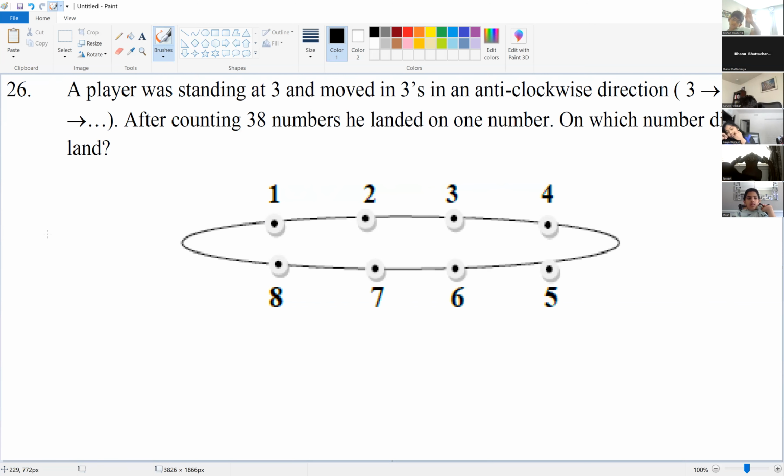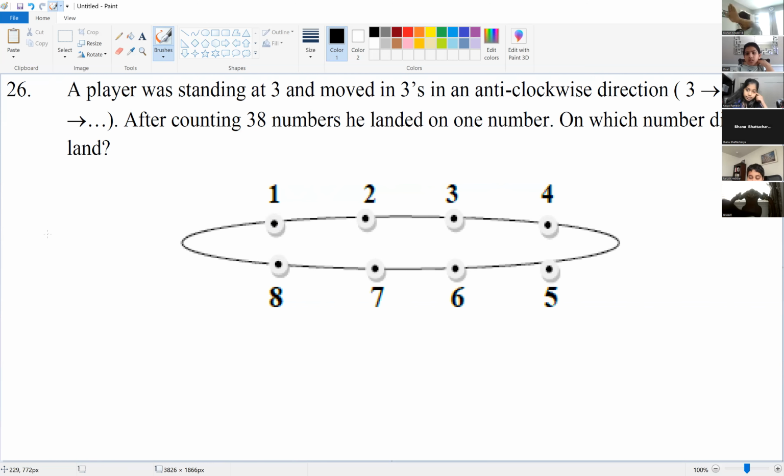A player was standing at 3, moved in 3s in the anti-clockwise direction. So it's 3 to 8 to 5 and so on. After counting 38 numbers, he landed on one number. What number did he land on?